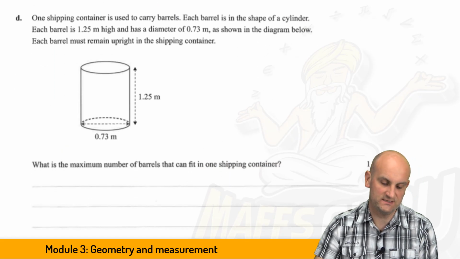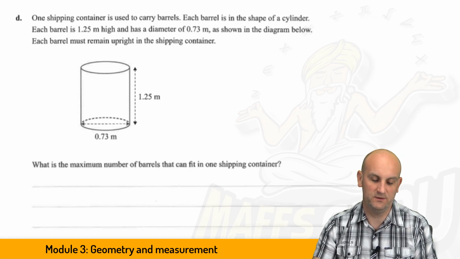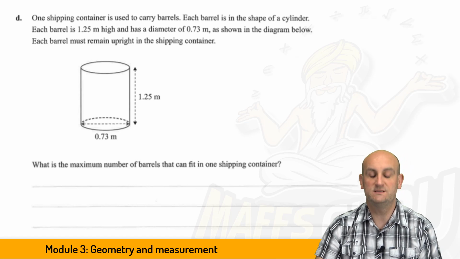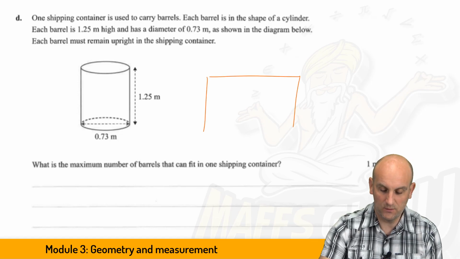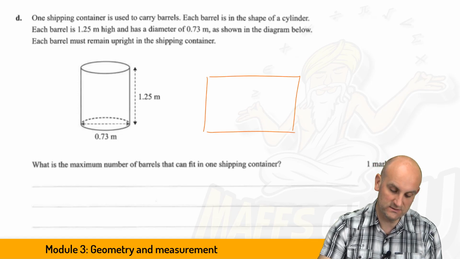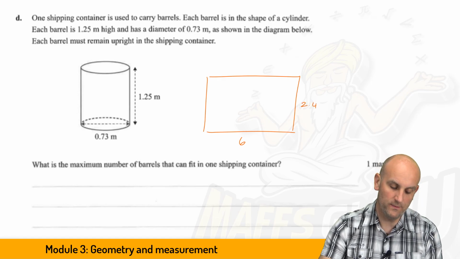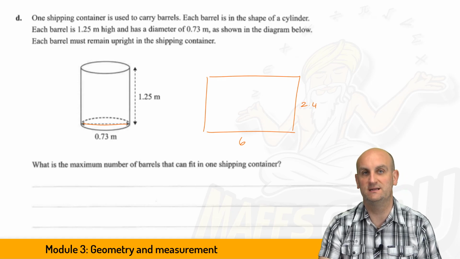One shipping container is used to carry barrels. Each barrel is in the shape of a cylinder. Each barrel is 1.25 meters high and has a diameter of 0.73 meters, as shown in the diagram below. Each barrel must remain upright in the shipping container. What is the maximum number of barrels that can fit into one shipping container? I think this is a bit of a trick. What you've got to realize is that this was 6 meters by 2.4 meters, and that the cylinder is 0.73 meters wide.